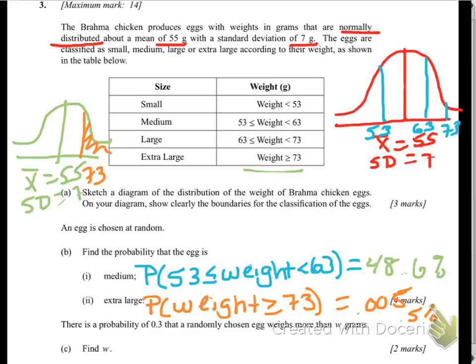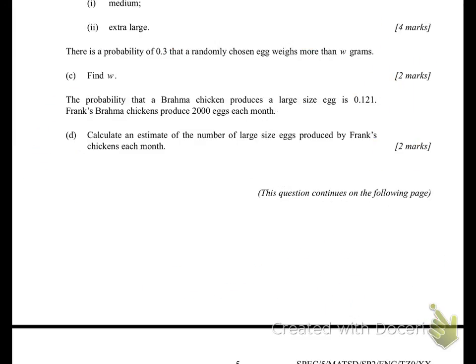Okay, I'm going to go to the next page to do C. Now it says here there is a probability of 0.3, that 30% of the random eggs have more than a weight of W grams. So again, you've got to sketch. It makes it so much easier.